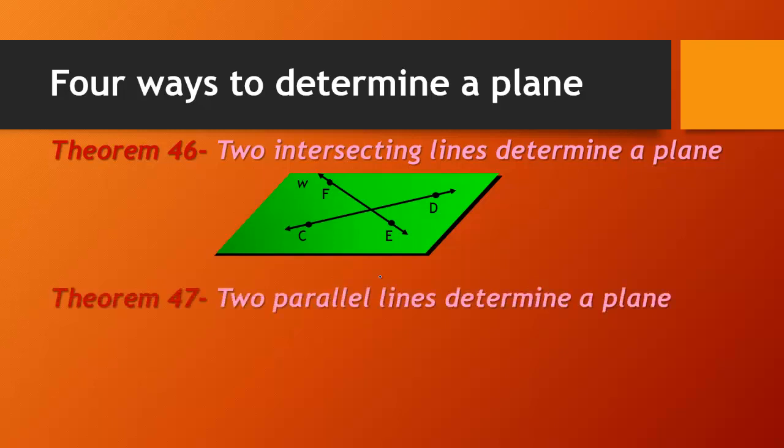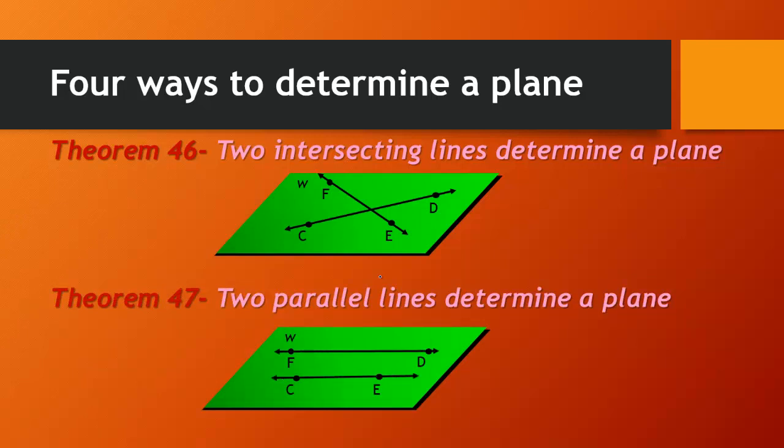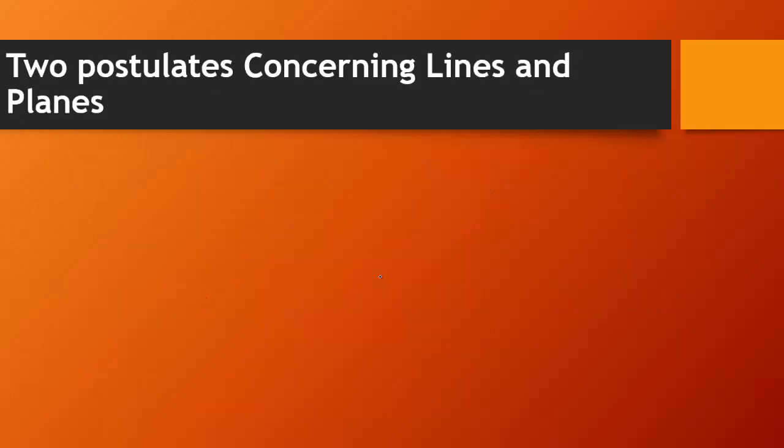And the last one, two parallel lines can determine a plane, because if you have two lines that are parallel to each other, they can make one and only one plane. So the big thing here is we're going to be thinking quite a bit in 3D space, and that's going to be the tricky part of this unit.